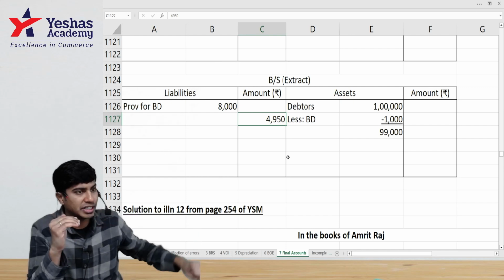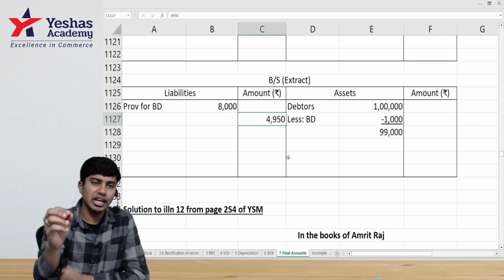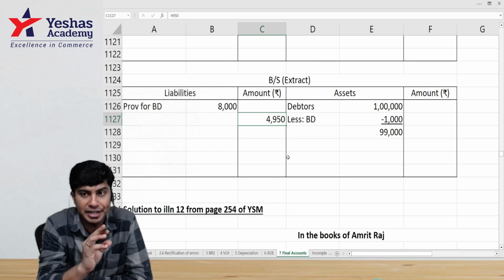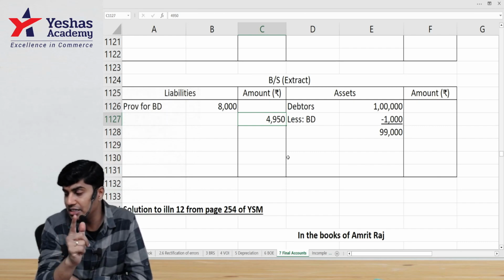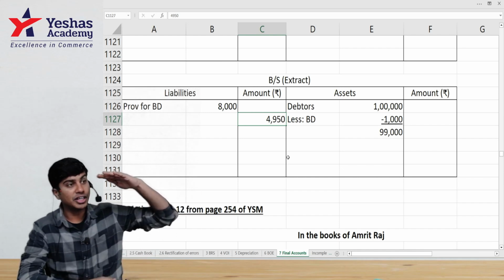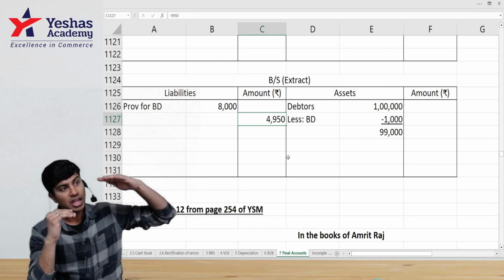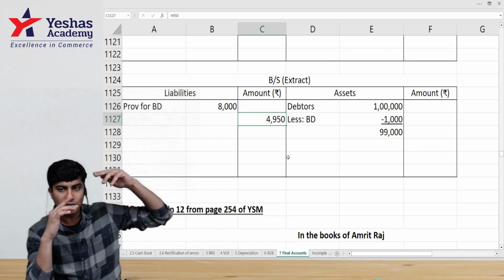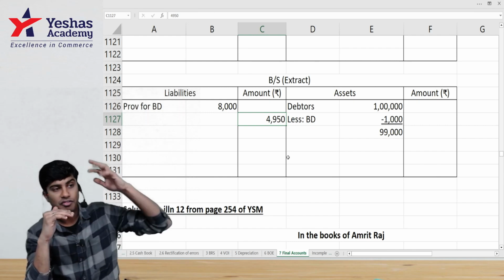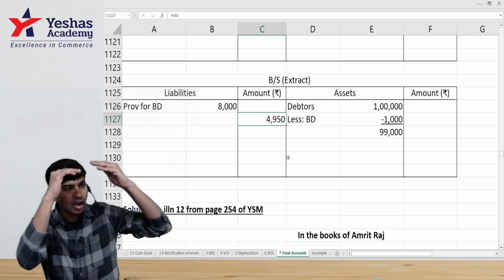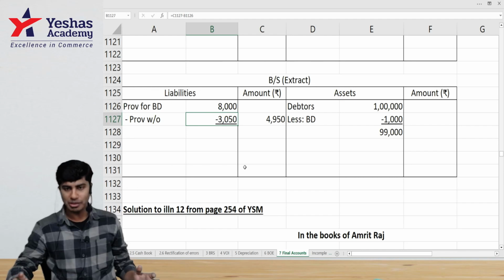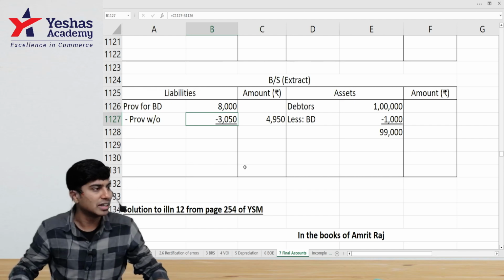If there was no provision in the trial balance, I would have debited 4,950 to P&L account as expense and written 4,950 in my balance sheet liability side. But because there is existing provision, I have to compare. What is my existing provision? 8,000. What is the provision to be maintained as a percentage? 4,950. We already have 8,000 provision, but the provision to be maintained is 4,950. From 8,000, I'll reduce it to 4,950. How much is the provision to be written off? 3,050. This is not a door number, this is an amount. 3,050 rupees of provision is to be written off.